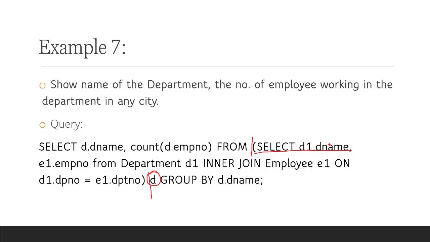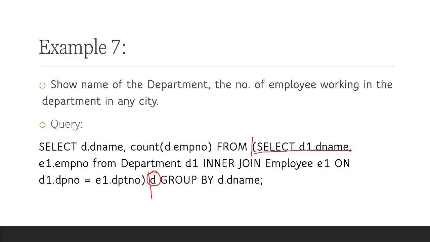So the next problem says: show the name of the department and the number of employees working in the department in any city. The name of the department will come from the department table and the employee information will come from the employee table. So it is clear that we need to join the department table and the employee table. But we are not going to join them in the where clause.